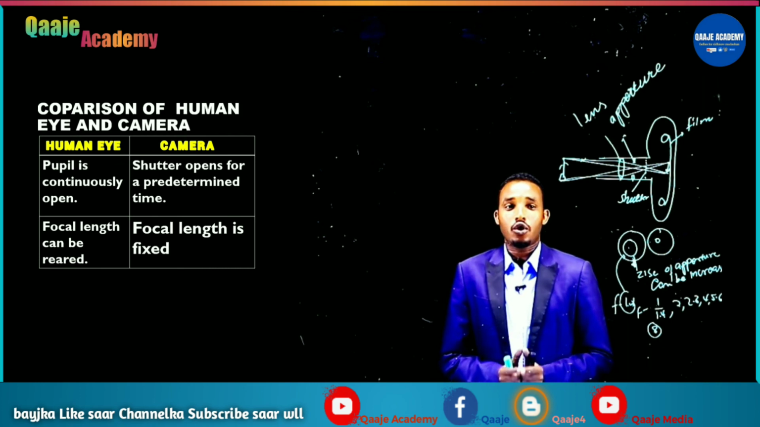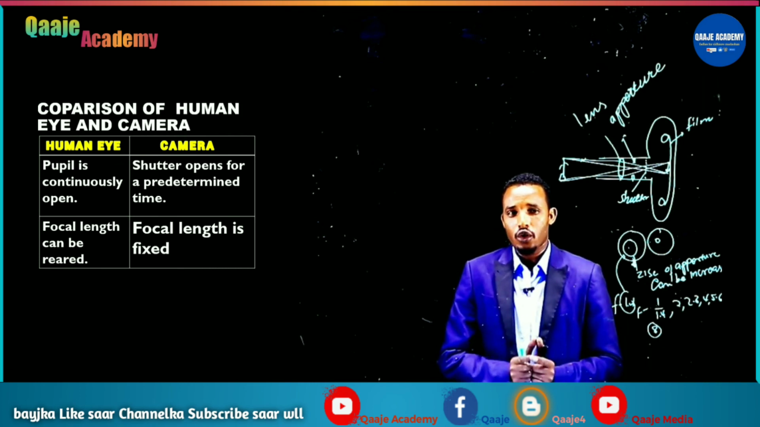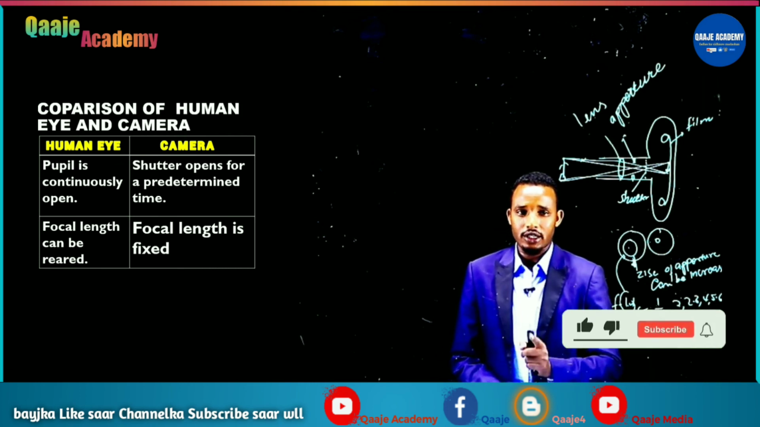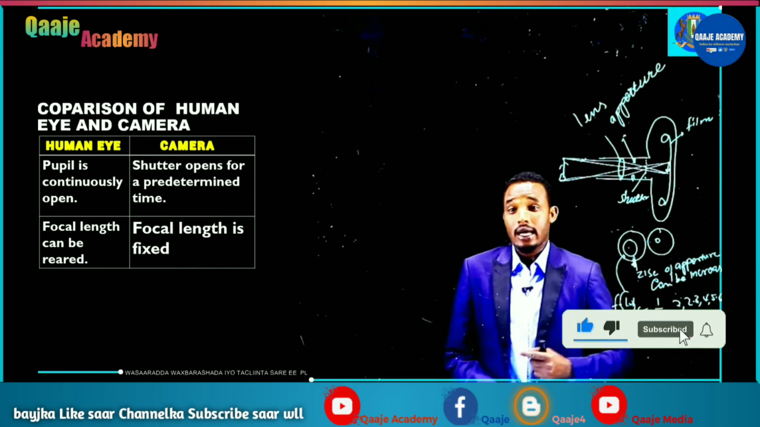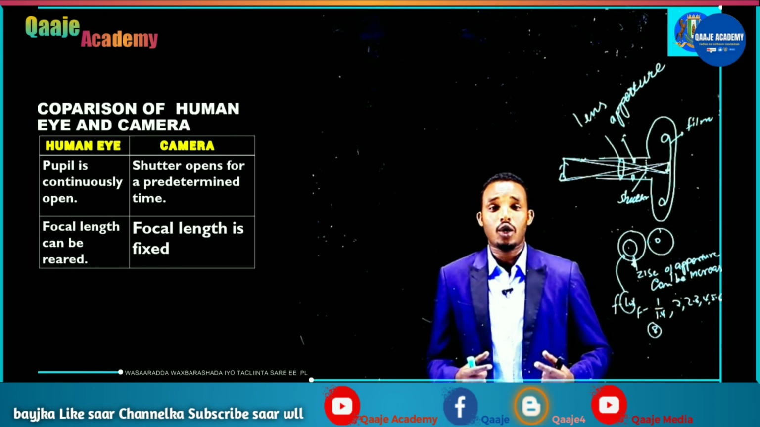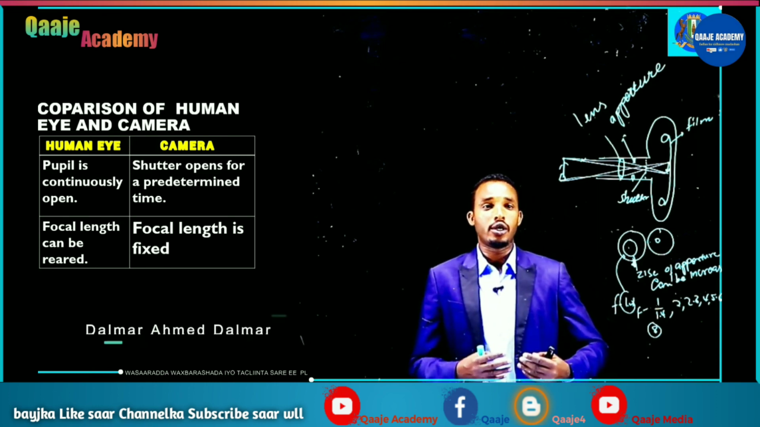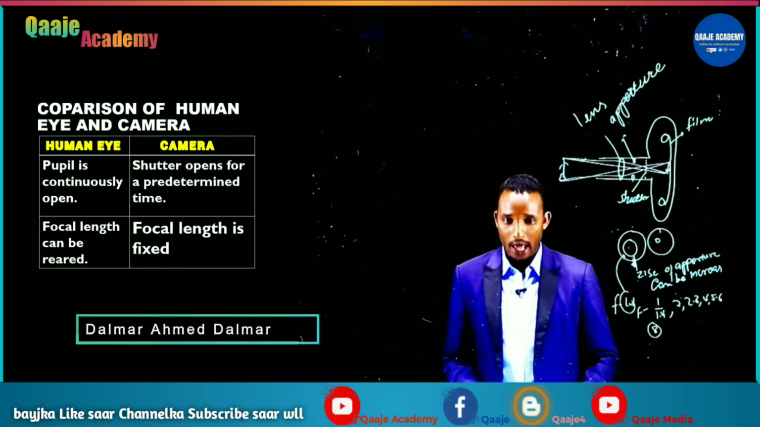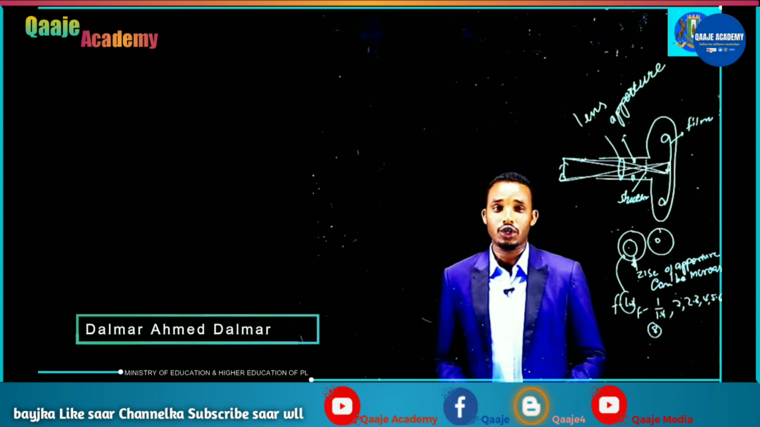In camera focal length is fixed. Kamarada focal length waa maxay? Waa fixed, ma isbedelo. Sidaa darteed arki maysid kamarada okyaalaha loo xiro, okyaalaha loo qoro. Marka iyada waa fixed focal point-geedu.